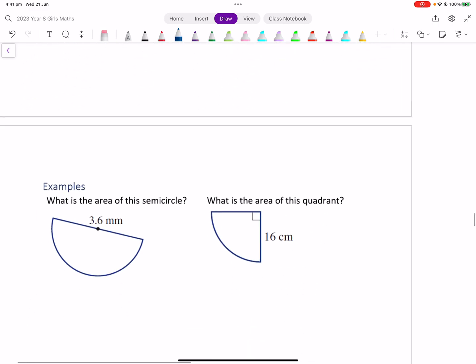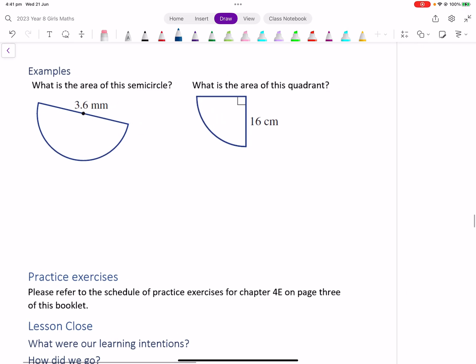So we can use what we know about calculating the area of a circle to calculate the area of semicircles and quadrants. Let's do a couple of examples. What's the area of this semicircle? Well, if it was a whole circle, the area would be pi r squared. But it's not the area of a whole circle, is it? It's half a circle. So the area of a semicircle is a half pi r squared.